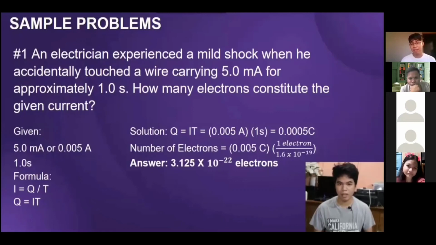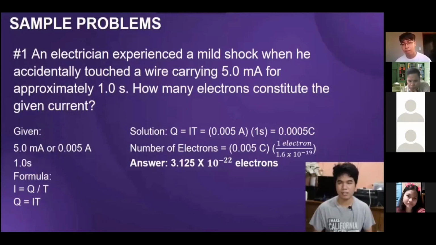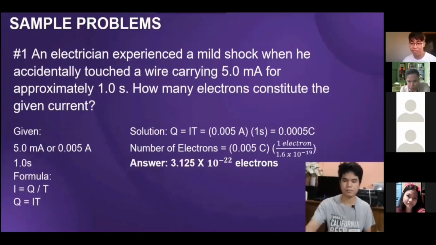Dahil ang hinahanap sa problem ay number of electrons, proceeding to the formula or solution, 0.005 coulombs multiplied by 1 electron divided by 1.6 times 10 raised to negative 19. So, ang makukuha nating sagot ay 3.125 times 10 raised to negative 22 electrons.